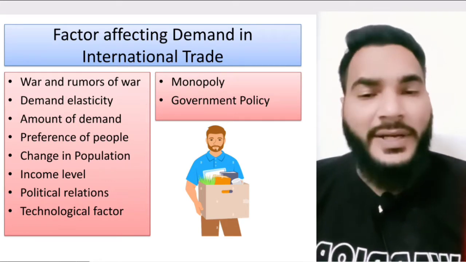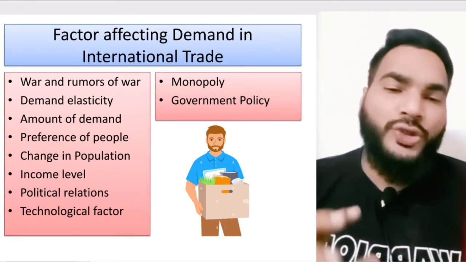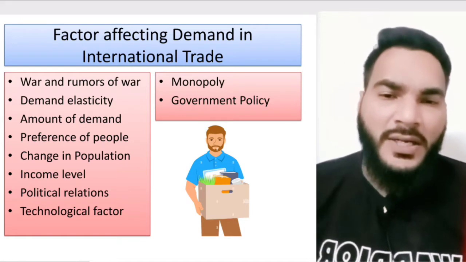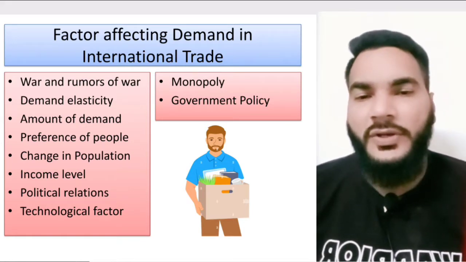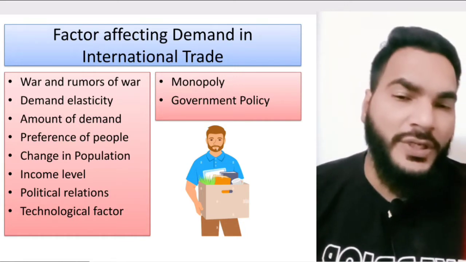Third one is amount of demand. That's a very important topic. The thing which you produce in your country, if that thing has very less demand in the foreign country, that will also affect your exports, and that will affect international trade as well.